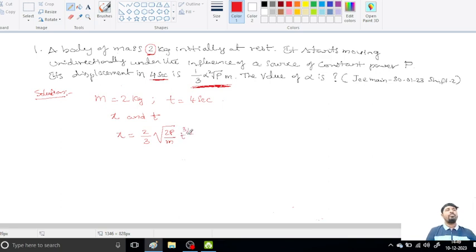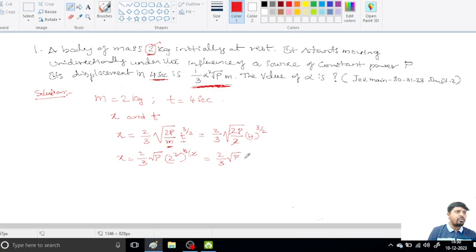3 over 2. Now we know the value of m and we know the value of t, so I am substituting the values here. x equals 2 over 3 root over 2P by m, where the m value is 2 kg, so I am writing 2 here, and the t value is 4 to the power of 3 over 2. This 2 gets cancelled. We get root over P, and here we write 4 as 2 square to the power of 3 over 2. The 2 will be cancelled, which is equal to 2 over 3 root over P 2 power 3.